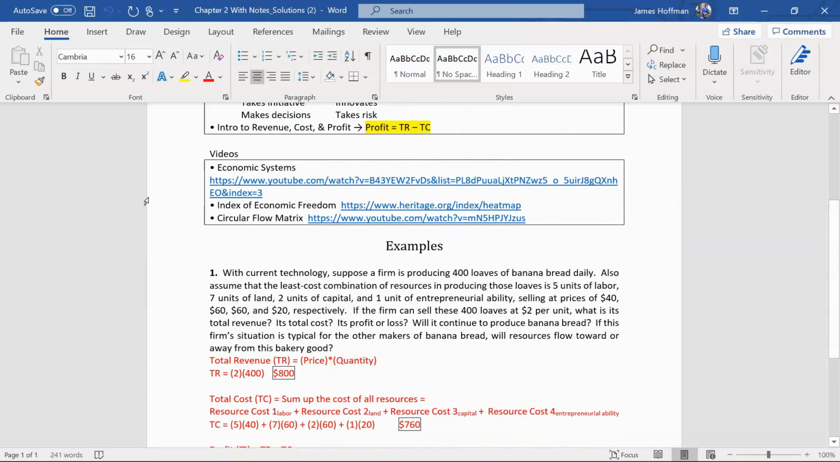Okay, then I just have one example on calculating revenue, cost, and profit for chapter 2. And then there'll be a homework question on this type. So let's go through this one.